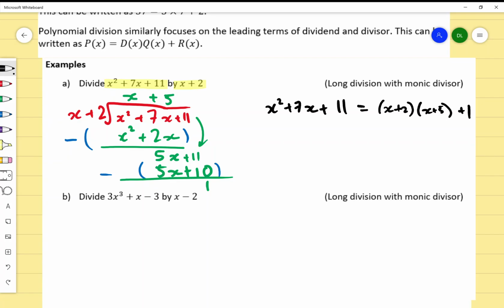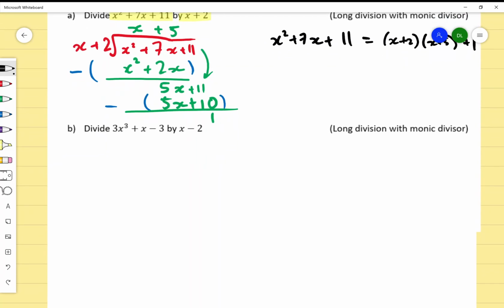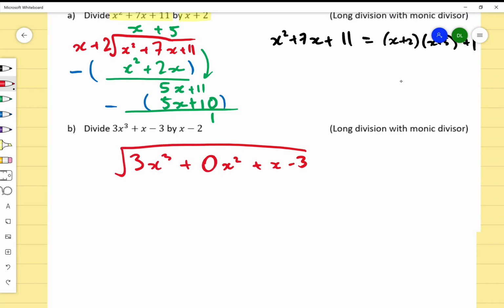I'm going to go through one more example, and we'll see how we go from there. Similar idea, divide 3x cubed plus x minus 3. The only difference is in this one, we don't have an x squared. So I'm going to go ahead and write 3x cubed plus 0x squared plus x minus 3. Would you guys agree it's the same thing? Same as this one. Lovely. Do my official skate ramp and then write x minus 2.